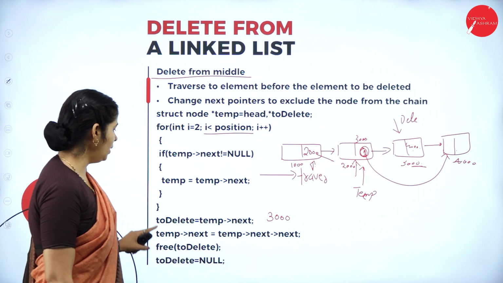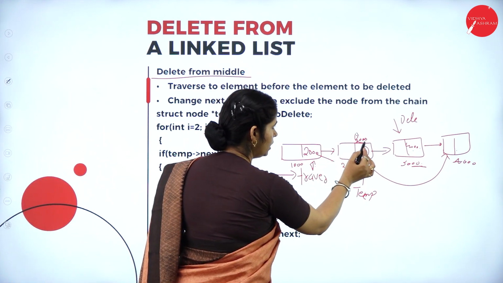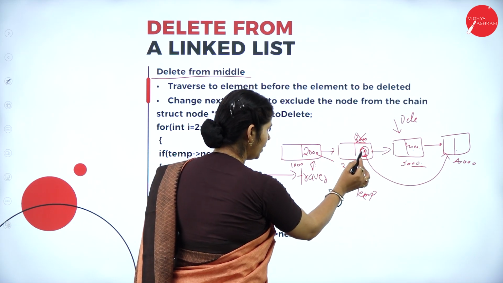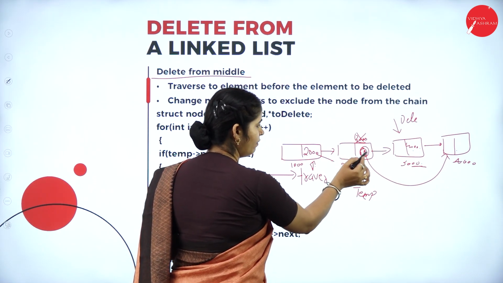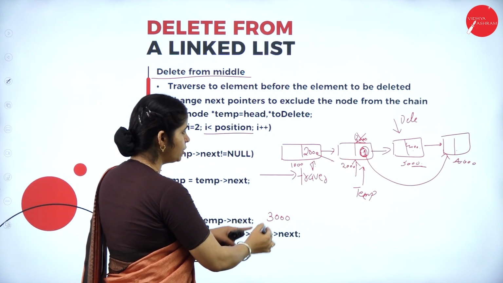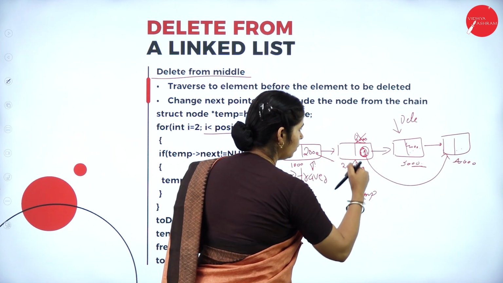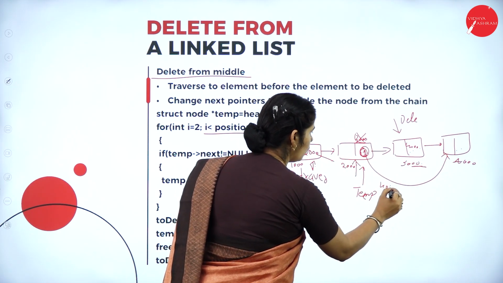After that, what am I doing? Temp of next is equal to, I have deleted this 3000, so I don't have any value right now here. What am I assigning? Temp of next of next. I am assigning the value 4000.